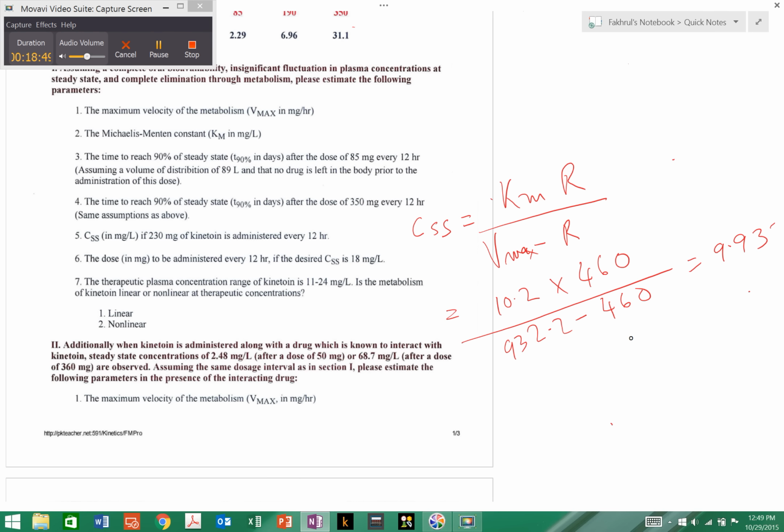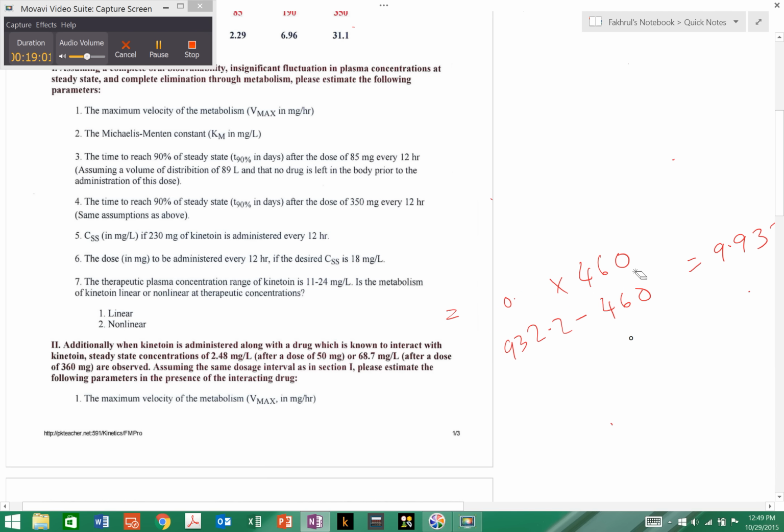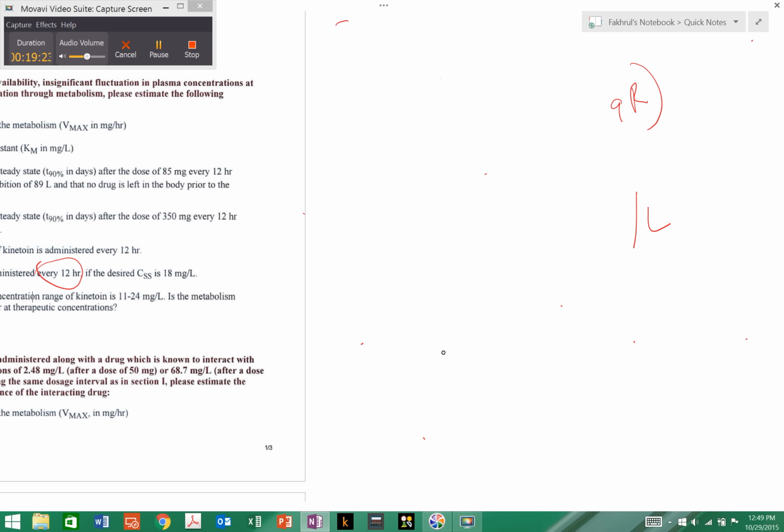So for this CSS you use this equation, and you know R, you have to manipulate a little bit, you know already Km and Vmax. So now the next question, question number 6, is asking dose. Now we have to calculate the dose to be administered every 12 hours if the desired CSS is 18 milligram. So that means it is asking for dosing rate. We are going to calculate R.